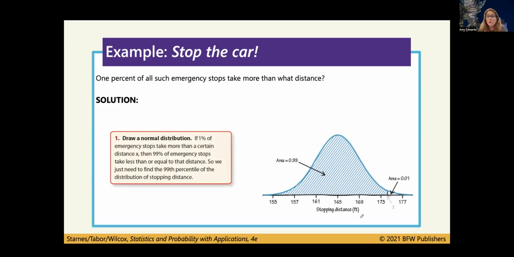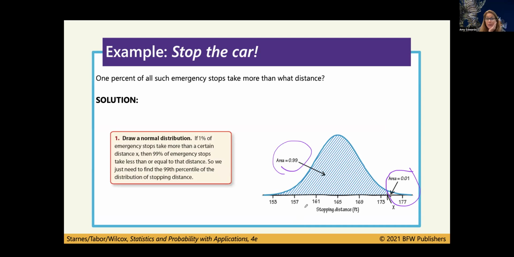Now, I want you to think about that. When we draw it, that 1% is here. What is the boundary line where 1% is greater than that? If 1% is greater, then 99% is less. We're going to use this 99, because if 1% is more than this distance, that means 99% is less than this. So I'm writing down now: my area is 0.99 because 99% is to the left.